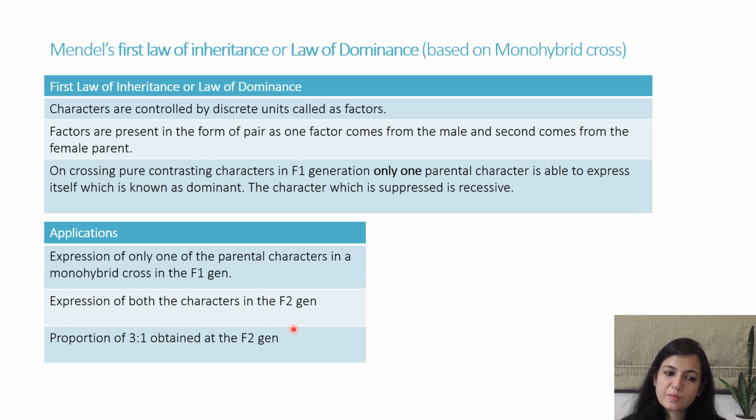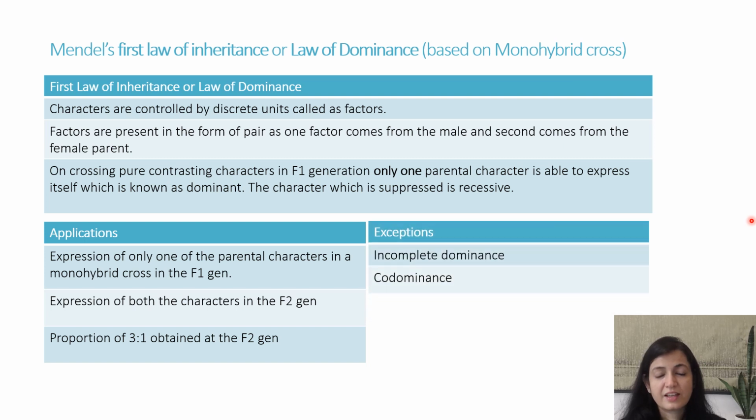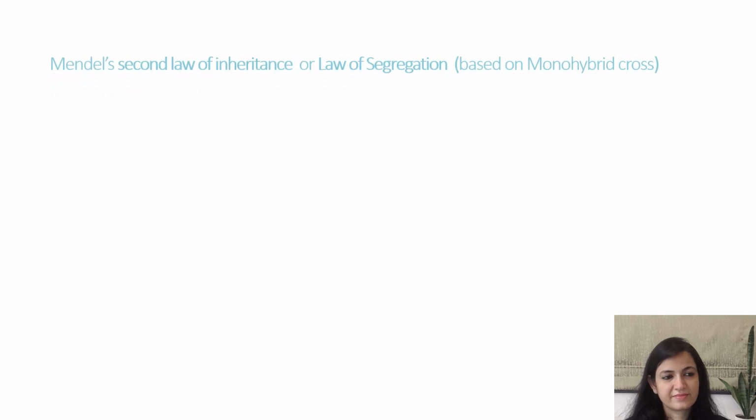Now it also explains the proportion of 3:1 that is obtained at the F2 generation. So in the F2 generation, the phenotypic ratio which is obtained is 3:1, 3 tall and 1 dwarf. It is obtained because in the dwarf plant, the dominant allele is absent. So it also explains this. And now we have a few exceptions to this law of dominance, and those exceptions are incomplete dominance and codominance. Fine. This I will be taking in detail in my upcoming videos.